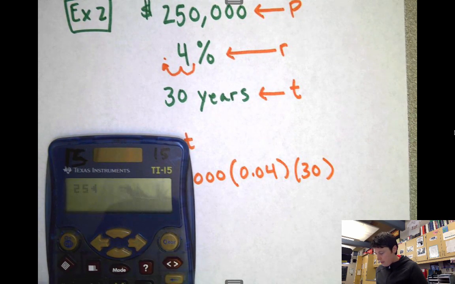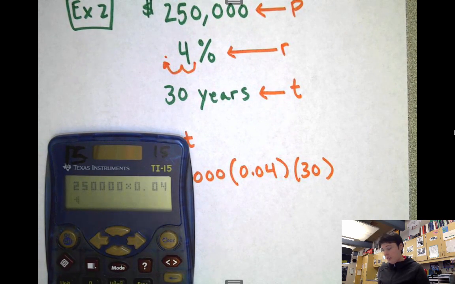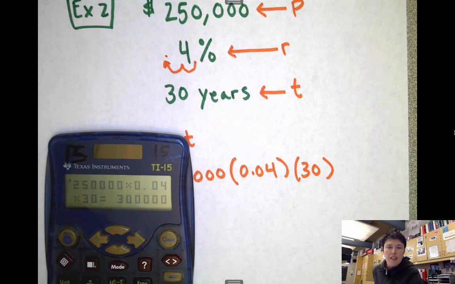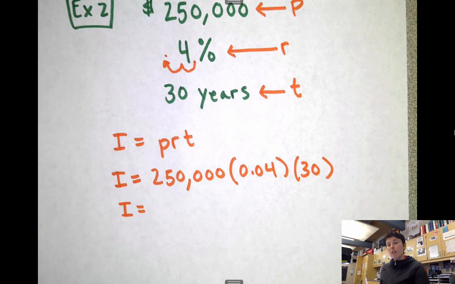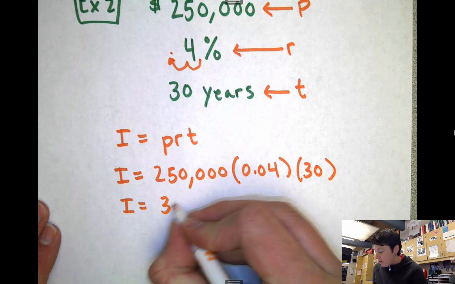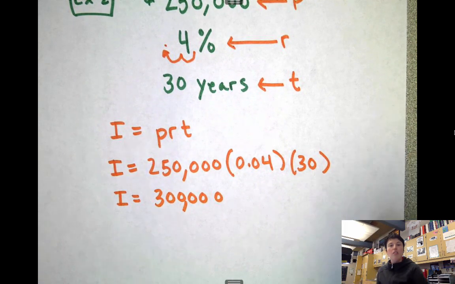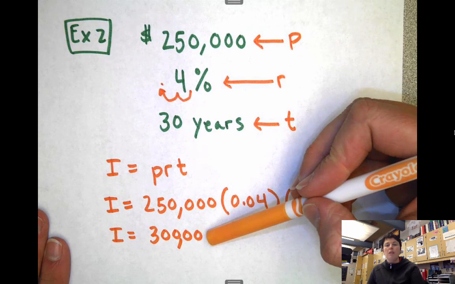So let's multiply this out. 250,000 times 0.04, that's the percentage, times 30 years. Wow, check that out. That is a lot of zeros. I see 1, 2, 3, 4, 5 zeros. Check this out. You're going to pay an extra $300,000 worth of interest. Can you imagine? $300,000 of interest. The house only cost you $250,000, but you have to pay the bank an extra $300,000.